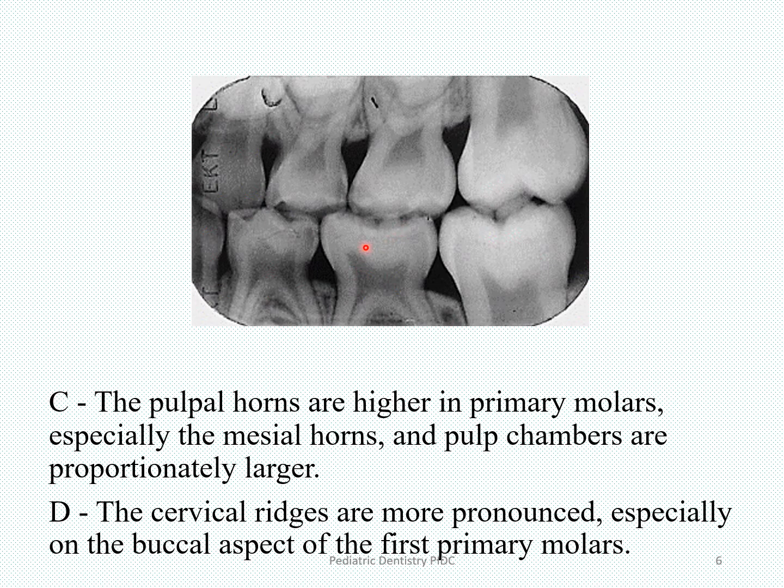The pulp horns we talked about. Pulp horns are higher in primary molars, especially the mesial horns, and the pulp chambers are proportionately larger. As you compare to the crown size and the root size, the pulp chamber is quite big, right?